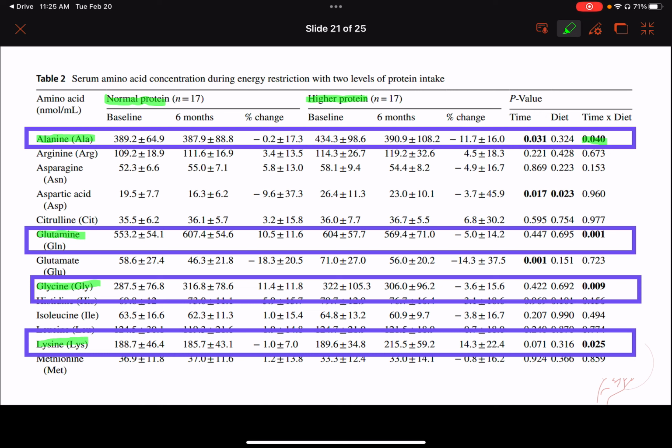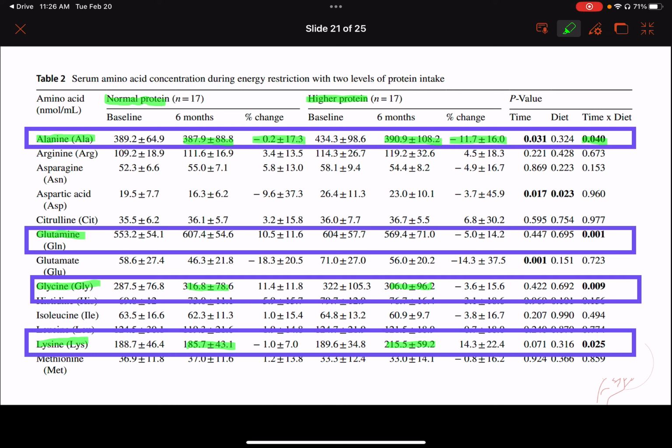With lysine being a branched chain amino acid, much higher. Glycine, not a branched chain amino acid. So glycine's actually higher in the normal protein group. And alanine is slightly higher in the high protein group. I mean, slightly higher, but the percent change is much, much less.